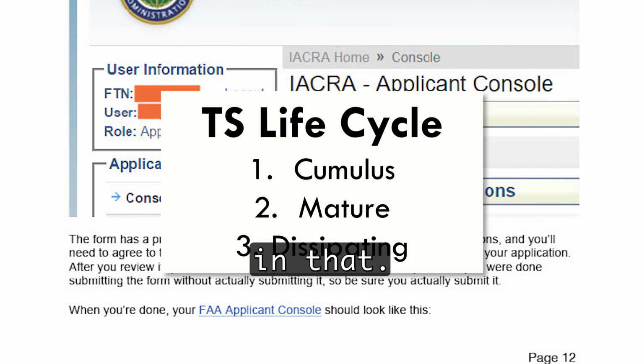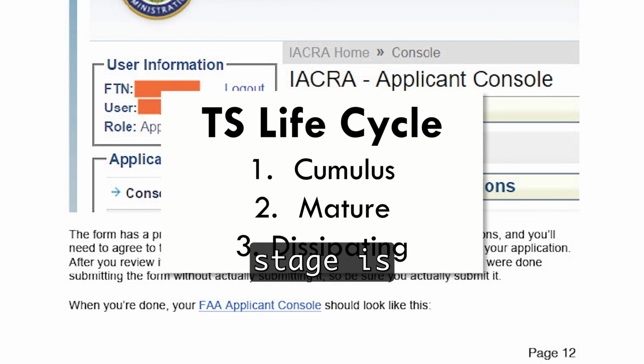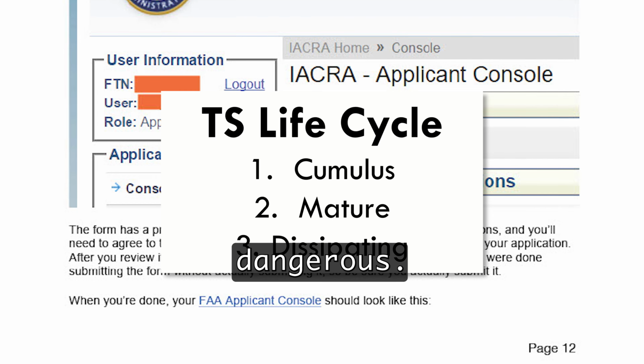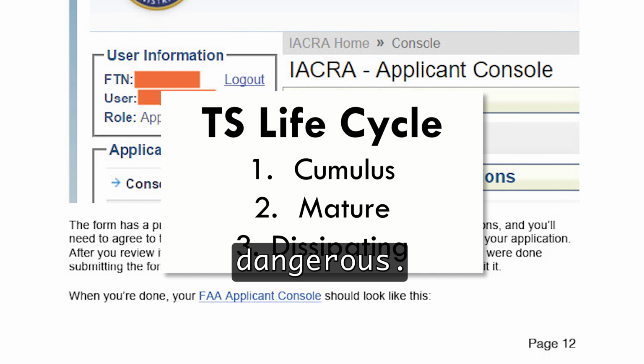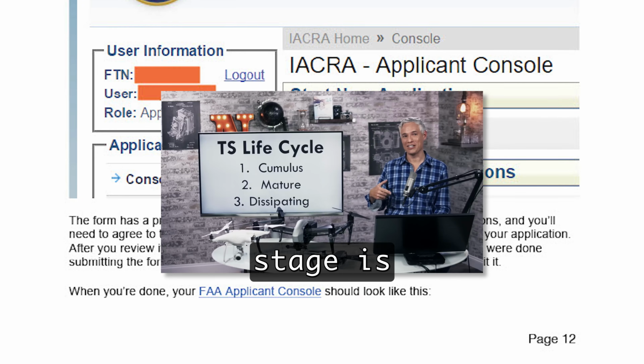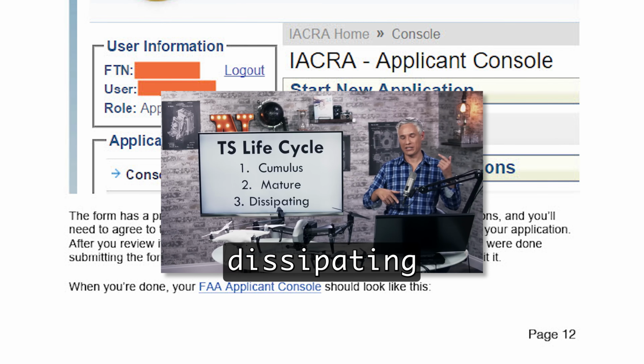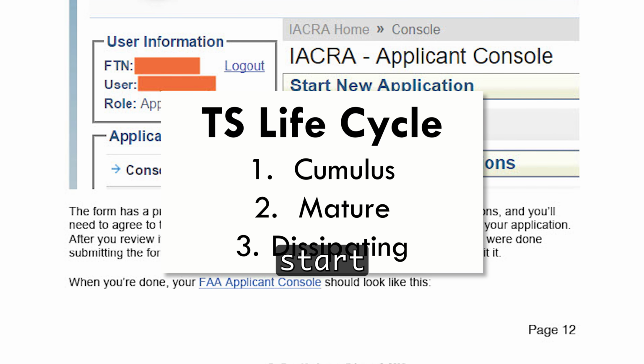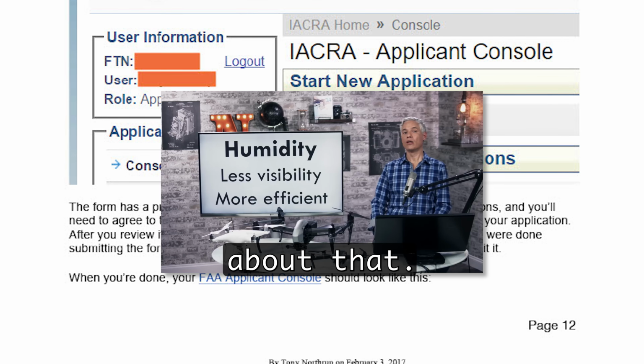You clearly don't want to fly in that. I just want you to know that the mature stage is the dangerous one. Cumulus cloud, not dangerous. It's obvious, right? Thunderclouds are dangerous. The dissipating stage is when it starts to disappear, and during the dissipating stage, you can see downdrafts start to occur. So I want you to know about that.